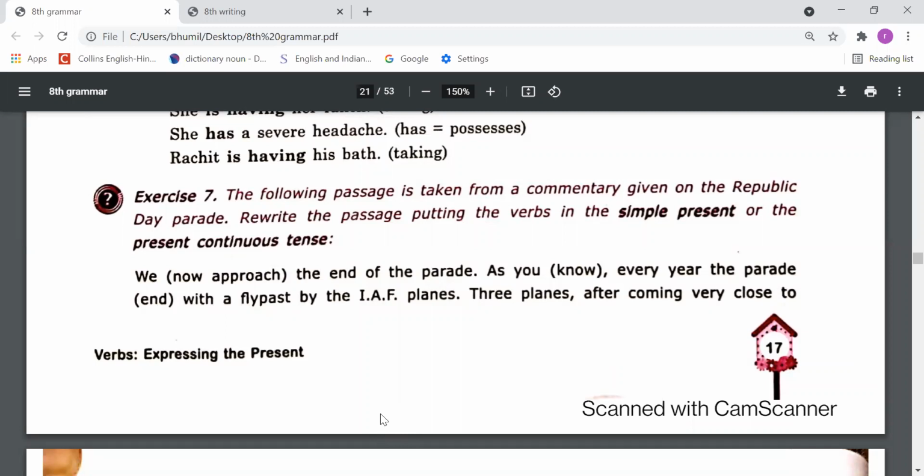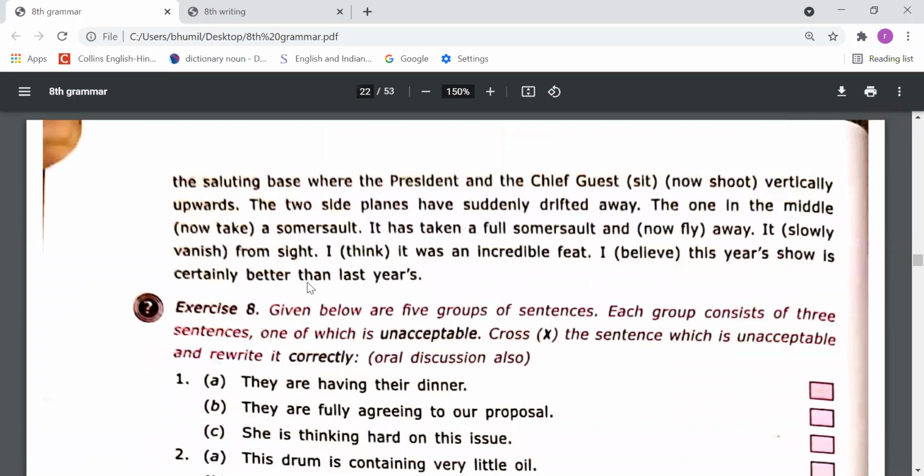Next, "As you know, every year the parade ends." We need to mention ends here, because parade is third person singular. "Every year the parade ends with the fly past by the IAF planes. Three planes, after coming very close to the saluting base where the president and chief guests are sitting, are now shooting vertically upwards." Right? So soon I'll send the answer key. First of all, you should try to do it, and the rest of the part you should do by yourself.